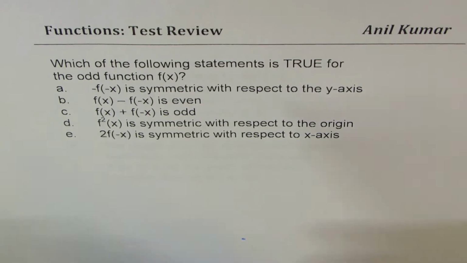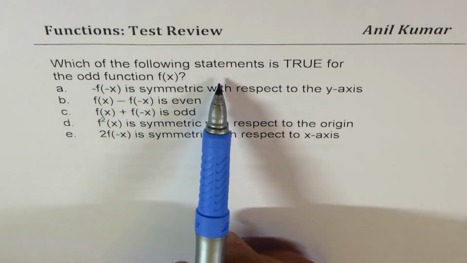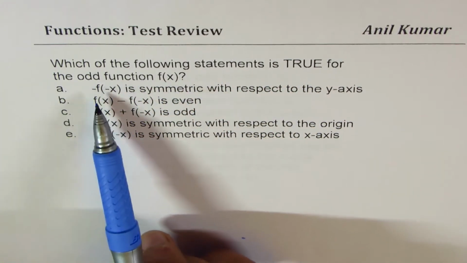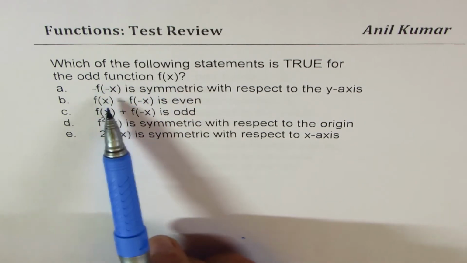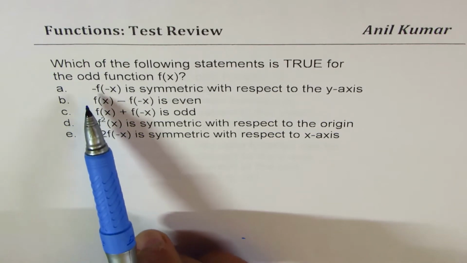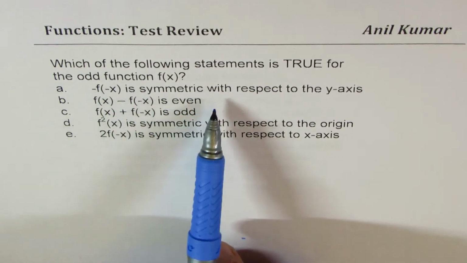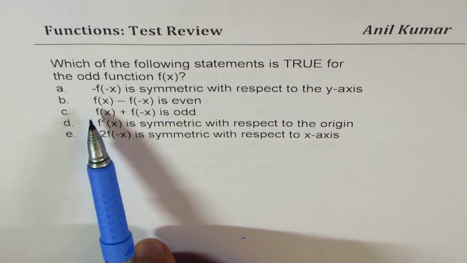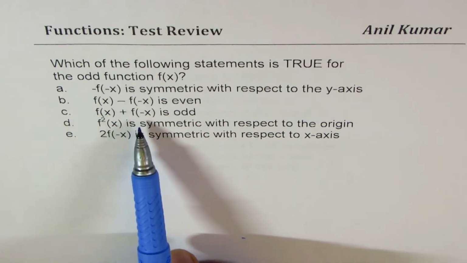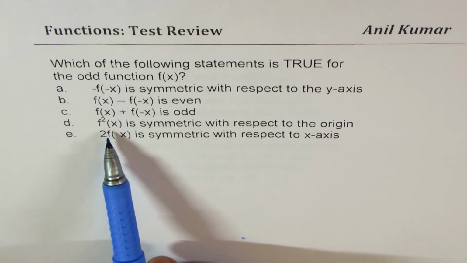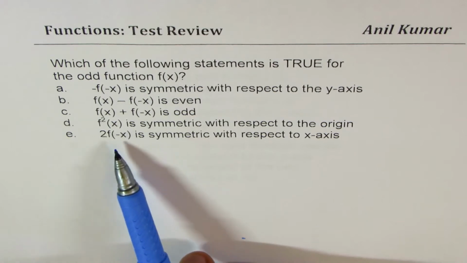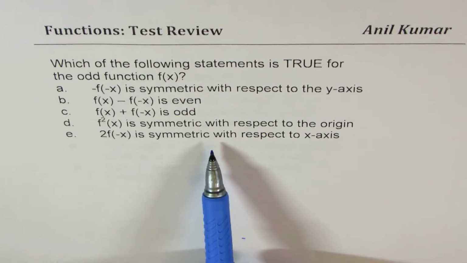The question is, which of the following statements is true for the odd function f of x? So we are given a function which is an odd function, and five choices are there. Minus of f of minus x is symmetric with respect to the y-axis. f of x minus f of minus x is even. f of x plus f of minus x is odd. f squared x is symmetric with respect to the origin, and 2 times f of minus x is symmetric with respect to the x-axis.